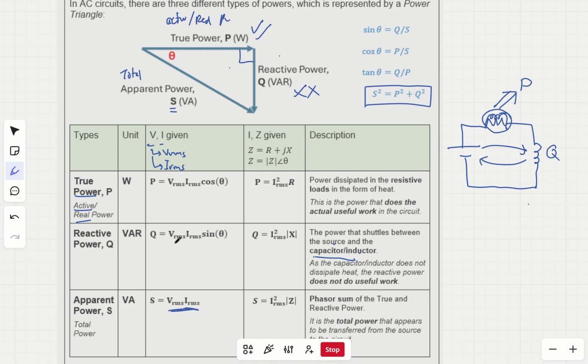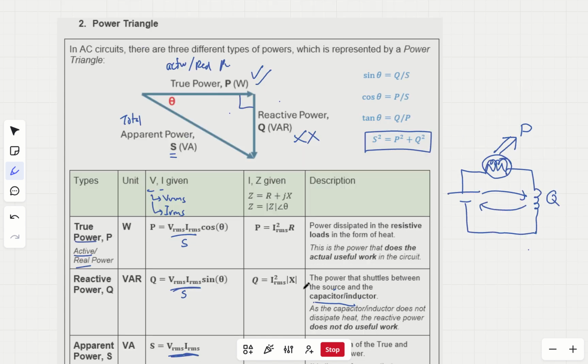And then the reactive power is you take the S and then you multiply by sine theta. For the true power, you take the total power, you multiply by cos theta, we get the P. So if V and I are given, and the angle is also given, we can easily find all these three values.